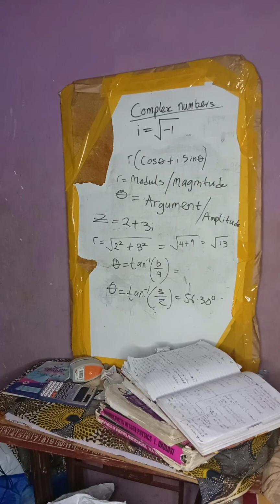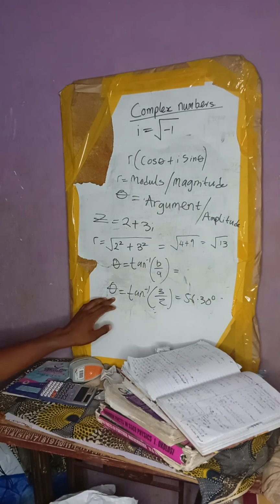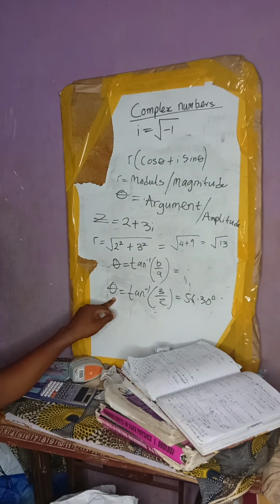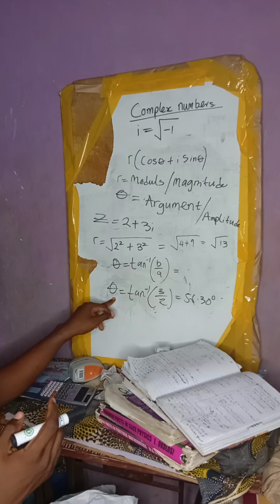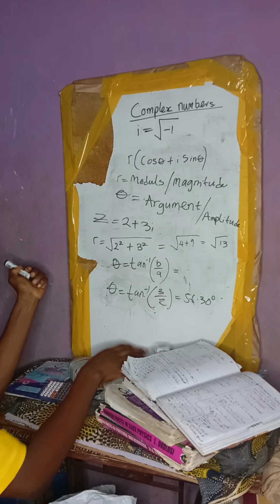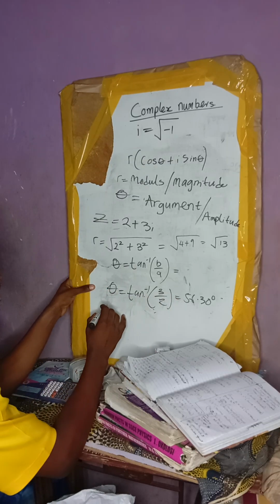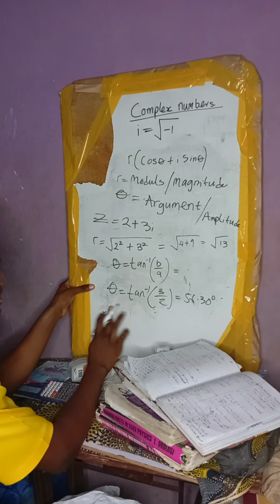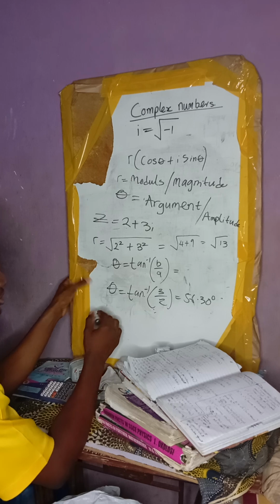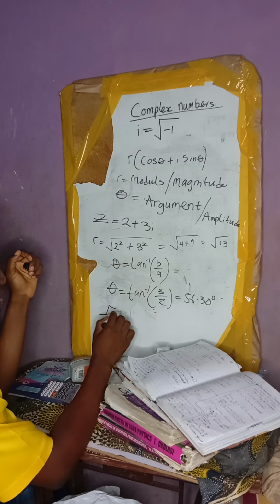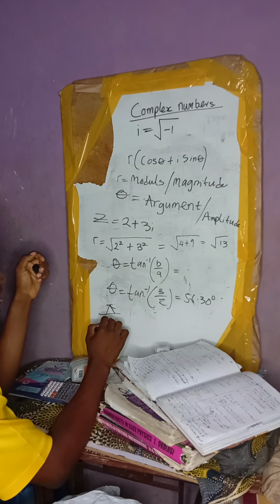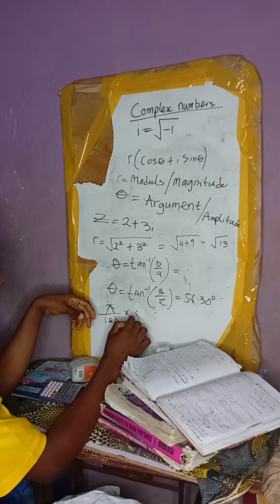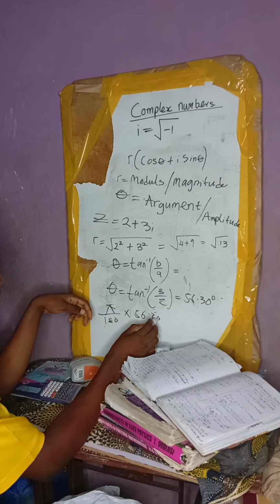If you punch your calculator, that will be tan inverse of 3 divided by 2. That will give you 56.30 degrees. But in complex numbers, we do not represent this theta in degrees, we represent it in radians. So if you convert this to radians, to convert to radians, you just multiply it by pi over 180. So pi over 180 times 56.30.